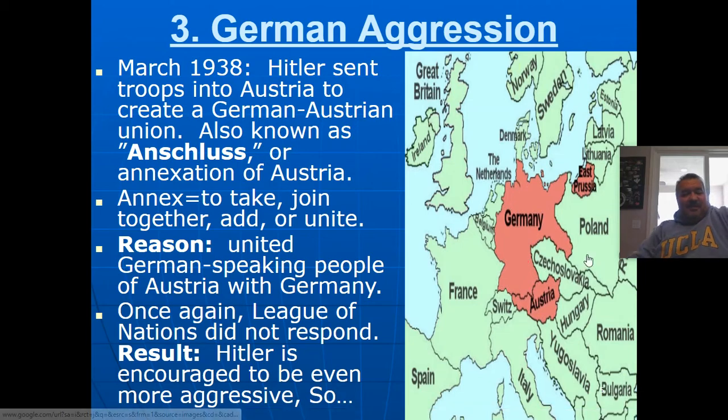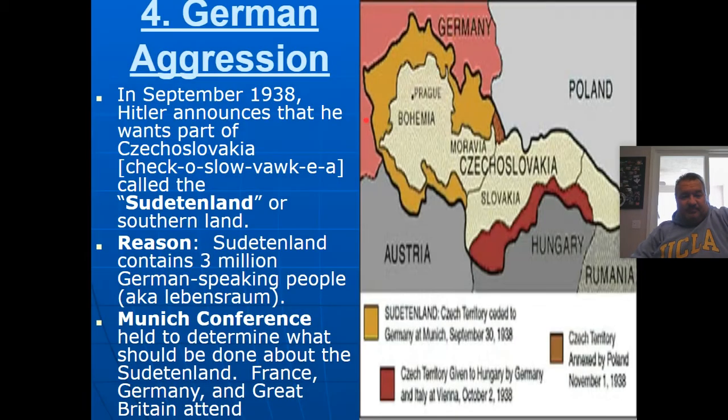By the way, there were a lot of Nazis in Austria. Hitler was born in Austria. There's a lot of anti-Semitism in Austria. So this union wasn't totally opposed by Austrians, though some did. A lot did support it. Okay, German aggression. Again, the League of Nations really wasn't effective at stopping the Germans.